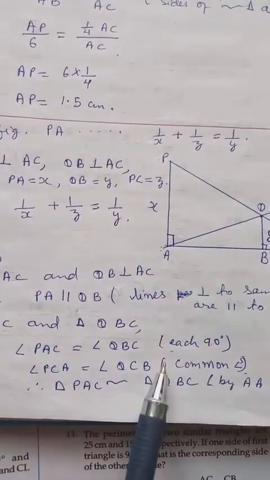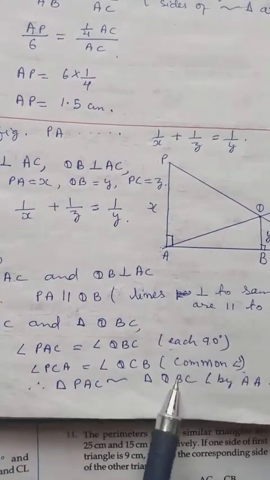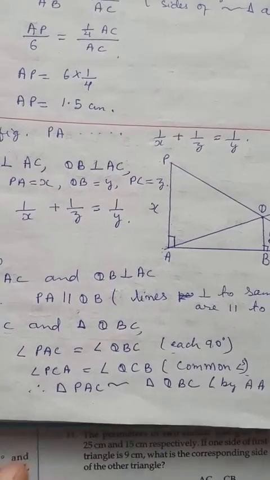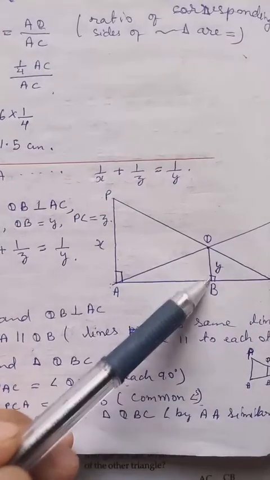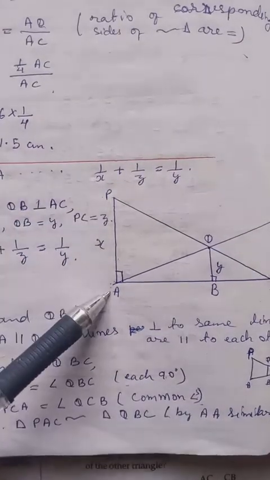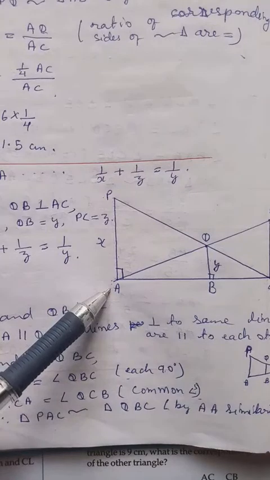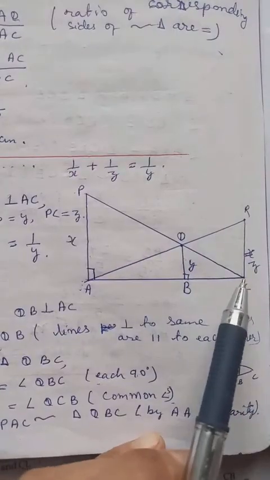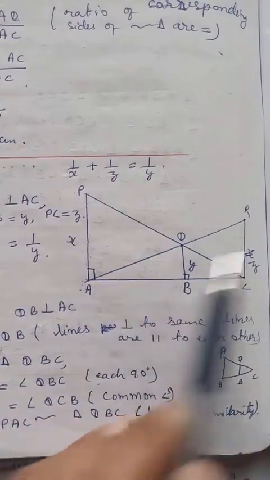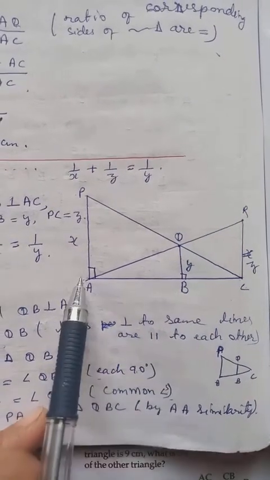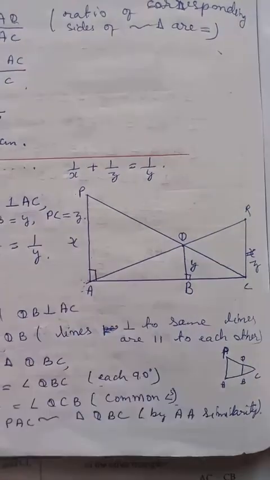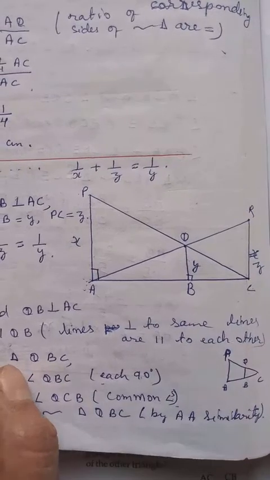We have two angles equal, which means the two triangles are similar. So if they are similar, we can take the ratio of the sides. We take QB by PA, because we have to take the corresponding sides, equal to CB by AB. After that, we are not going to do anything, let it be there.